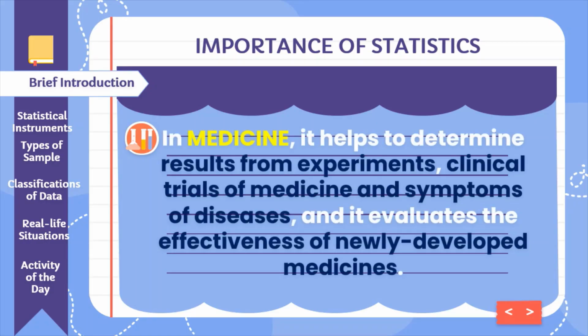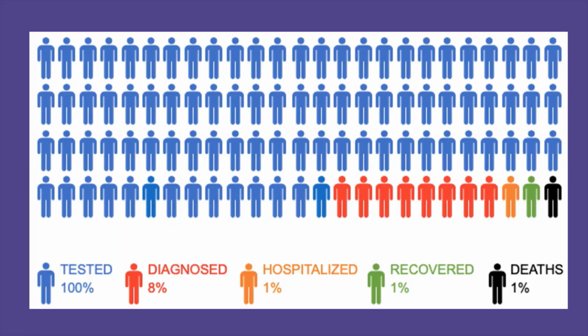Next po is in medicine, lalo po sa panahon ngayon, napakahalaga po ng statistics. For example, it helps to determine results from experiments, clinical trials of medicine, and symptoms of diseases, and it evaluates the effectiveness of newly developed medicine. For example, yung result po ng COVID patients po natin. So, yung statistics, nakikita nyo kung ilan na yung namatay, ilan yung na-diagnose, ilan yung na-tested, ilan yung hospital. Statistic po yun.